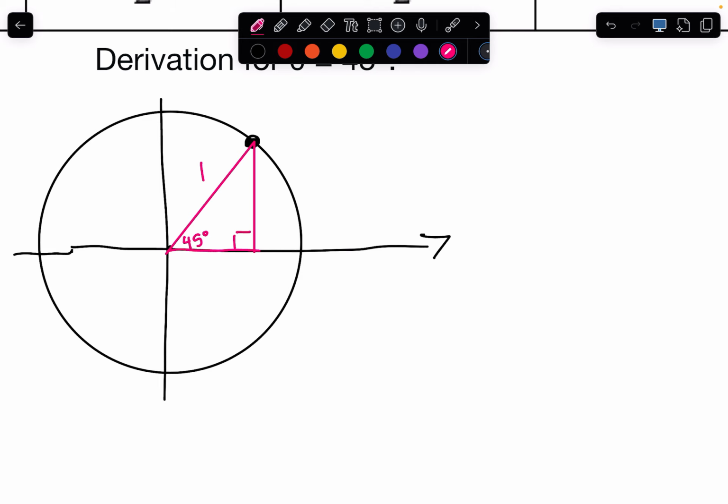If this is a right triangle, I have a 90-degree angle. I have a 45-degree angle. What is that third angle at the top that doesn't have a label? 45. This is a 45, 45, 90.